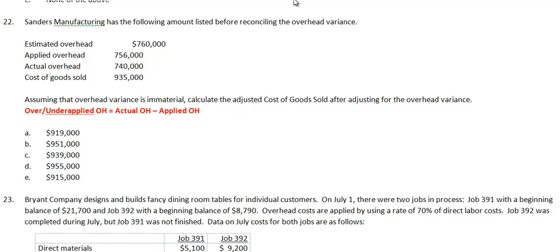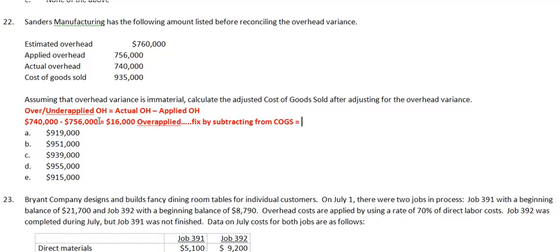So they're making it easy. They're giving you both of these things. It says that the actual overhead is $740,000. Applied overhead is $756,000. So that's giving you a difference of $16,000 of overhead. And you do need to know if it's over or under. So applied was $756,000. Actual was only $740,000. So you over applied. So you gave too much overhead costs to the product. So fix that by subtracting from cost of goods sold.